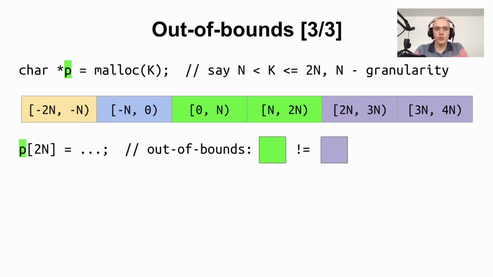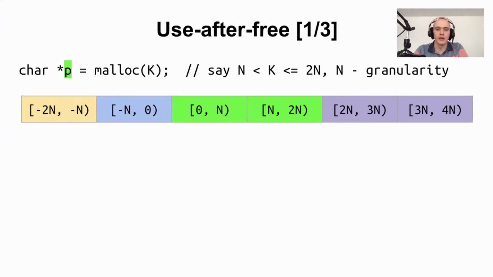Now let's say we're accessing byte number 2n. Byte number 2n lies in the next granule, and it has the color purple. But since we're using the pointer p, which is tagged with green, and the memory is tagged with purple, green does not equal purple, and here we have an out of bounds.